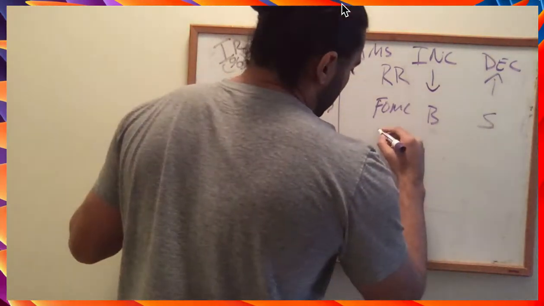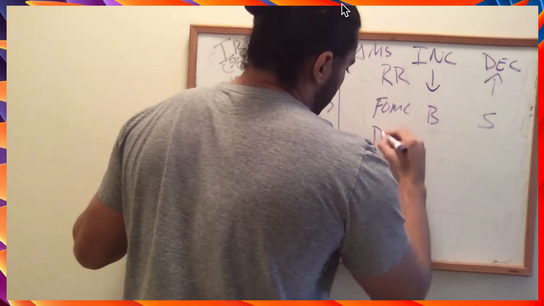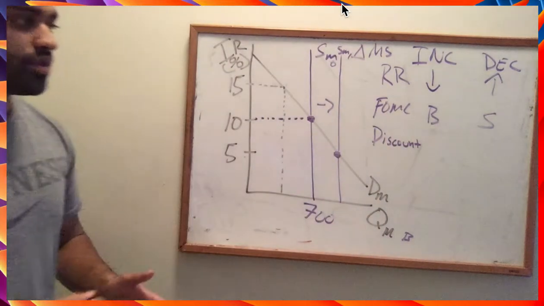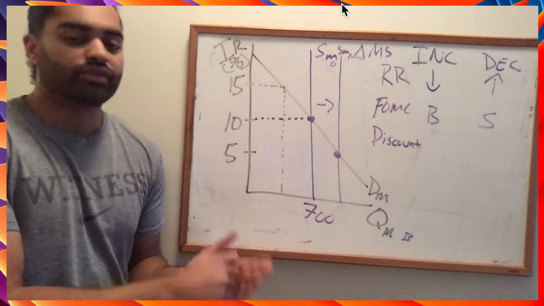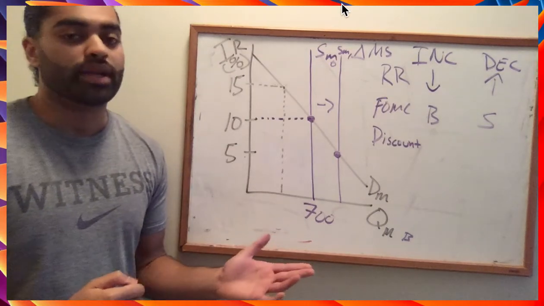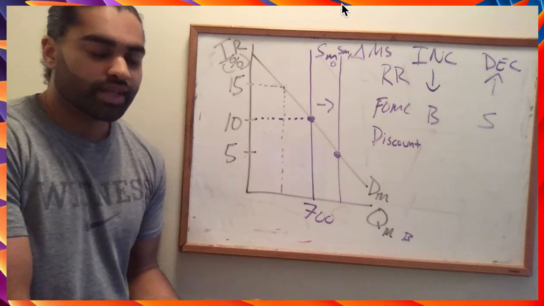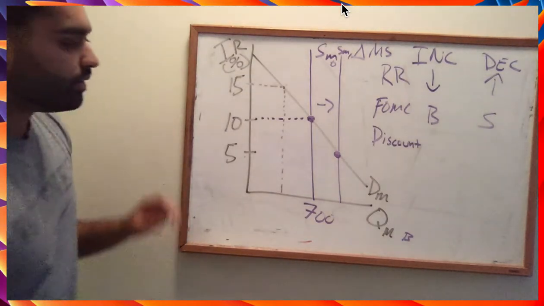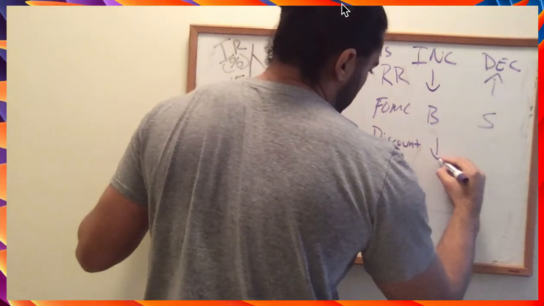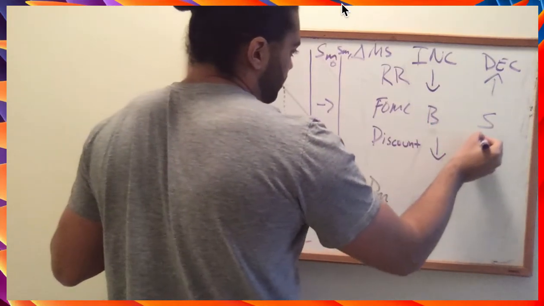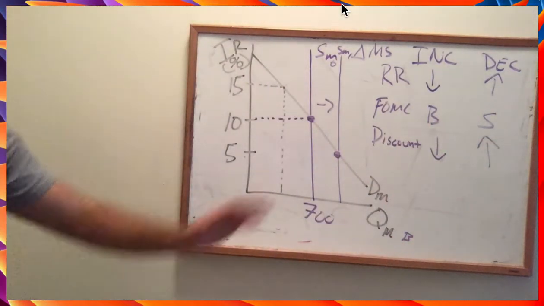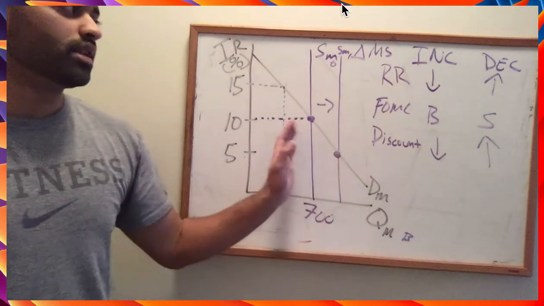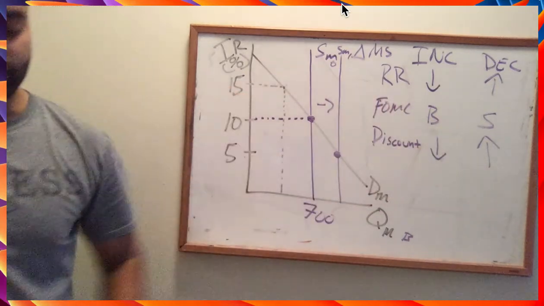Now, the third thing would be the discount rate. The discount rate is the interest rate that the Federal Reserve charges to banks in order to borrow money. So if there's a lower interest rate, that encourages borrowing. If there's a higher interest rate, it discourages borrowing. So if my discount rate is lower, it increases money supply. If the discount rate is higher, it decreases money supply. Again, this curve is going to shift accordingly. So if you're on this side of the column, it's going to be a rightward shift. If it's on the other side, it's going to be a leftward shift.